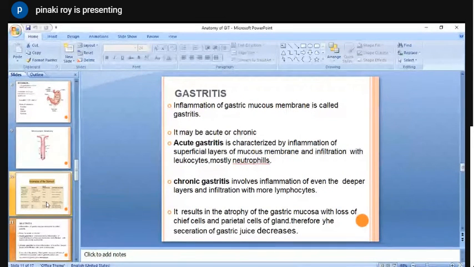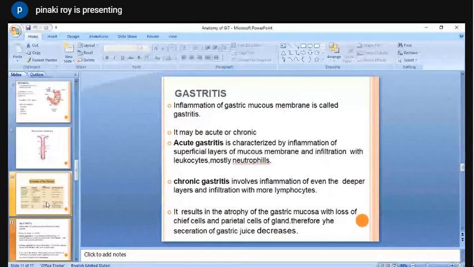And regarding applied physiology, or you may say pathology, the important thing is usually gastritis. Any inflammation in the gastric mucosa is called gastritis. Gastritis may be acute or chronic. Gastritis is a pathological term. It is not a clinical diagnosis, because gastritis is a microscopical diagnosis.